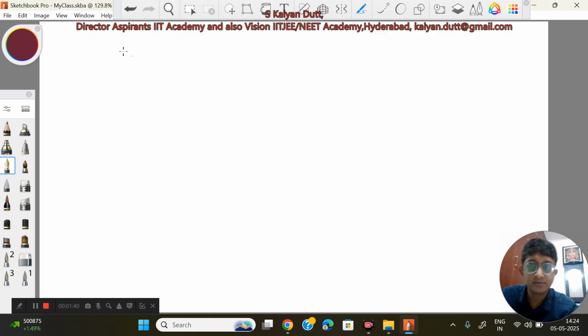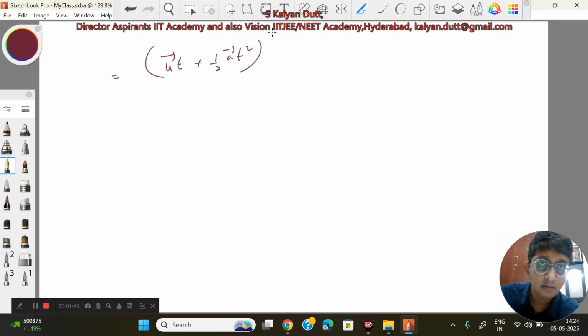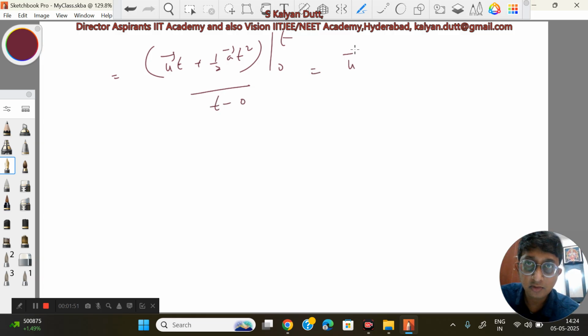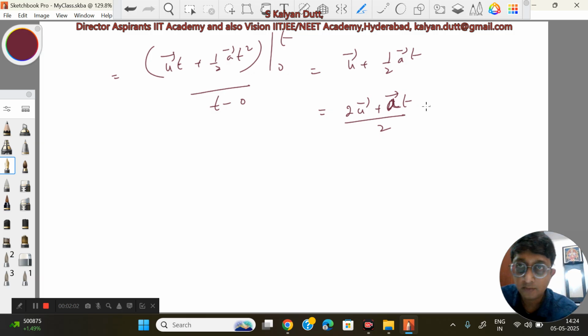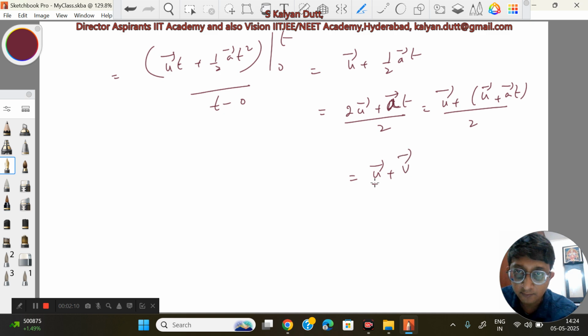So I go to next page. This is ut plus half at square from 0 to t, divided by t minus 0. So that comes out to be u plus half at. That comes out to be 2u plus at by 2, which I can write as u plus at by 2, which I can write as u plus v by 2.